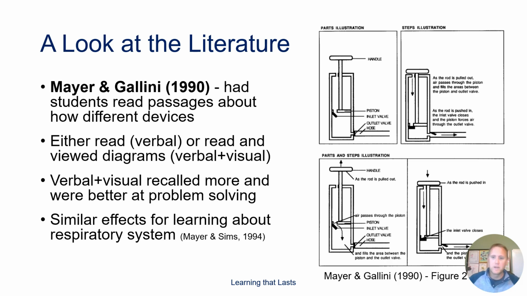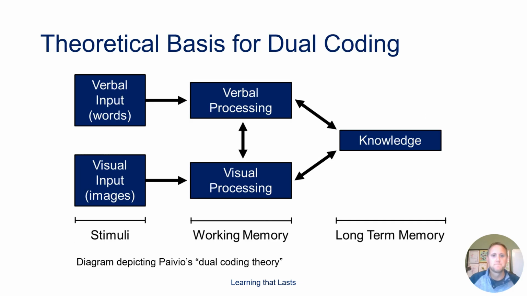And actually, I pointed out in the last bullet point there's a study that took the same approach, where they compared students who just read about the respiratory system versus students that read about the respiratory system and then watched animations of how the respiratory system worked. They found the same thing as Mayer and Gallini's study did, that students not only had a better understanding of the respiratory system, but they were better able to problem solve potential issues when they combined text and visual information, in that case, animations, right?